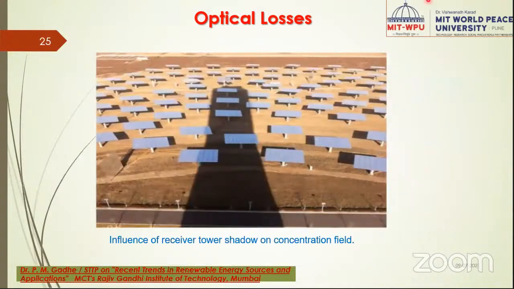Another loss is due to the shadow of the tower. So we have to think of that also. That is, how to position the first row of heliostats so that the shadow does not fall on the heliostats. Because throughout the day, as the sun moves, the shadow will also move. So accordingly, you have to design so that the shadow of the tower does not fall on the receiver. That is important because it reduces the efficiency.